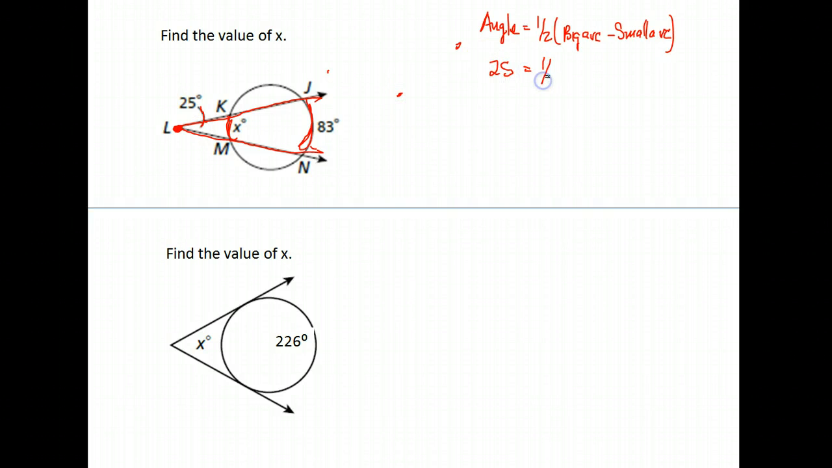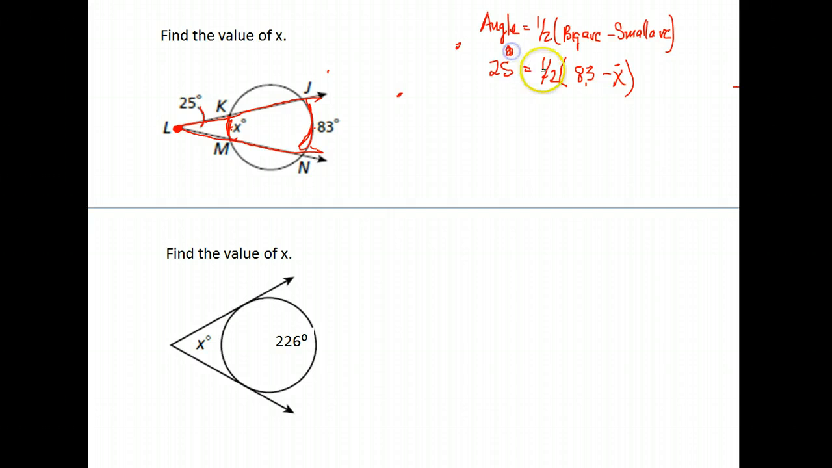This is why you don't always just want to subtract and divide by 2. You want to set up the equation so you know exactly what you have. The bigger arc, which arc is bigger? Well, the 83-degree arc is bigger, minus the small arc, which was labeled as x. I'm supposed to find x. So this isn't as easy as subtract and divide by 2 because our x is one of our arcs that we're solving for.